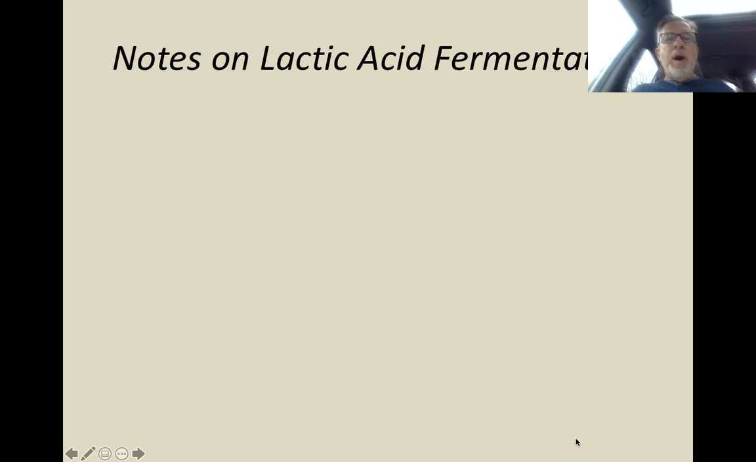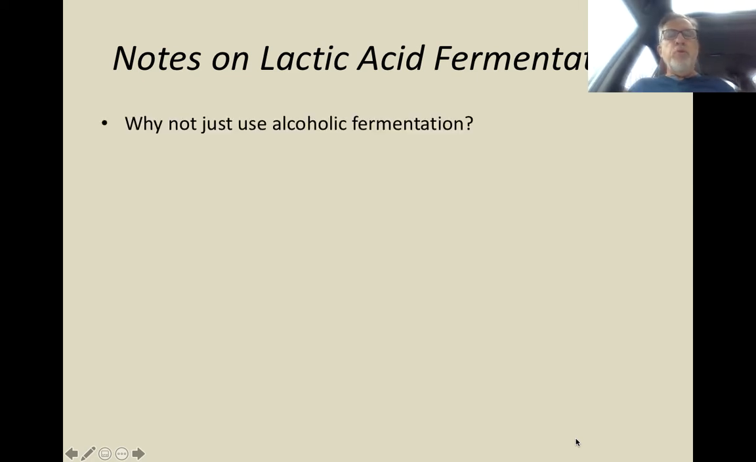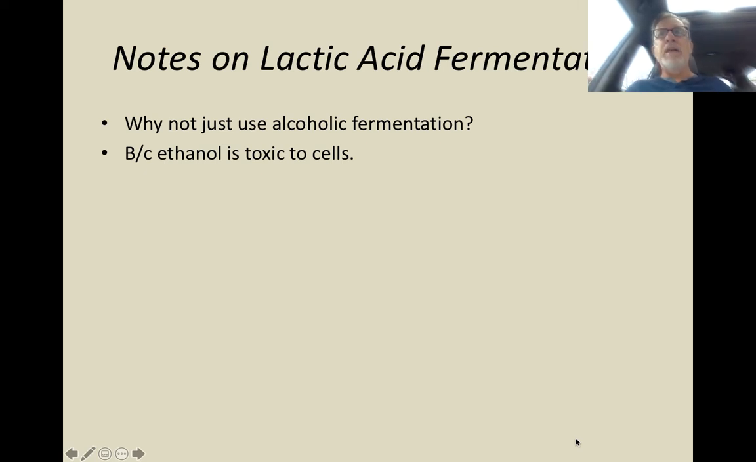So now we want to talk a little bit more about what happens during lactic acid fermentation. So why don't these organisms just use alcoholic fermentation? Why have this second process? And the answer is because ethanol is toxic to cells, and if it builds up to too high a concentration, it will kill the cells. And that answers the question why beer and wine have a low percentage of alcohol in them, because eventually the waste product from the yeast, the ethanol, kills the yeast, and no further fermentation can happen.